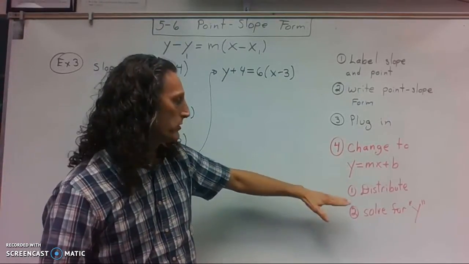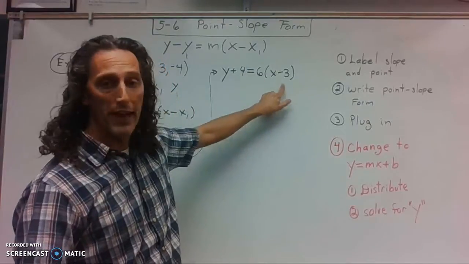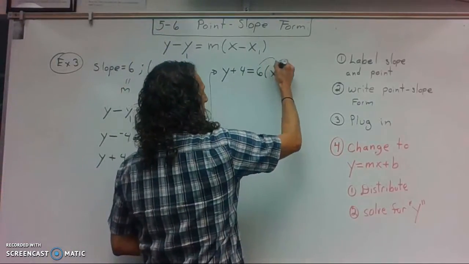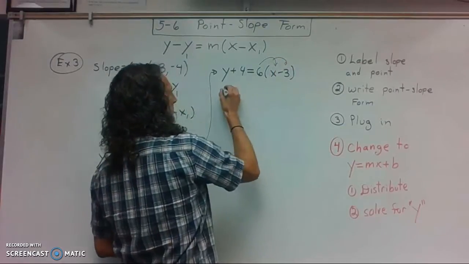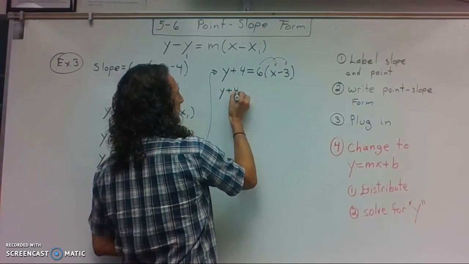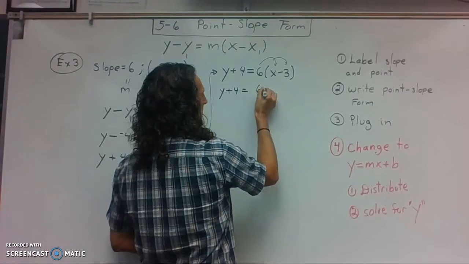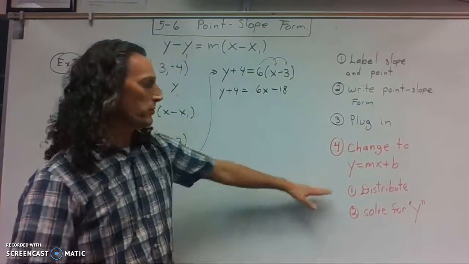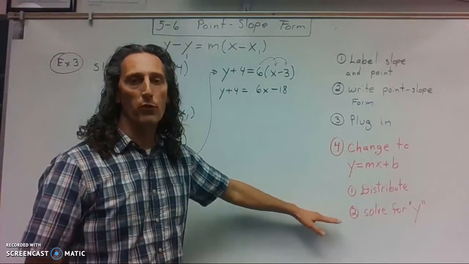form. I'm going to distribute that 6. Remember, kind of get rid of parentheses. So I'm going to take the 6, multiply it, rewrite this down, y plus 4 equals, now I'm going to go 6x, and that's going to be minus 18, right? So I distribute it, and then I'm going to solve for y.